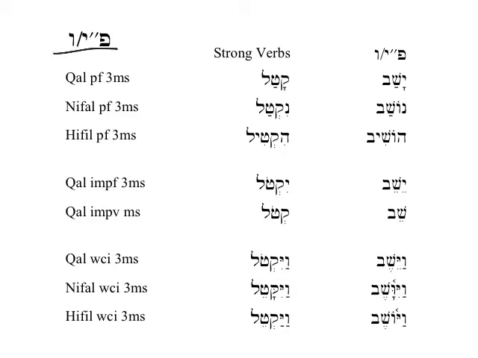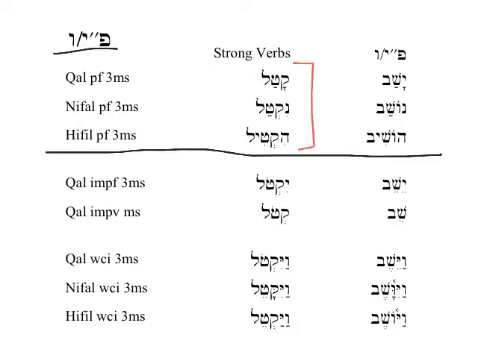Peh-yod verbs refer to verb roots where peh or yod is the first root letter. And we need to consider this. They're a little bit challenging at first. We'll first begin by looking at the perfect forms and compare it to the perfect form in the strong verb.